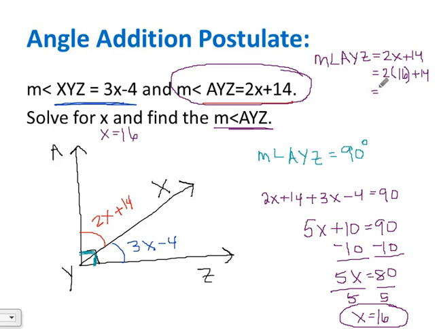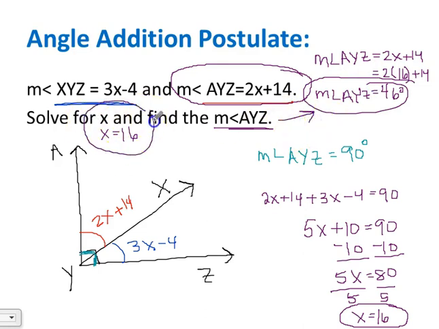So 2 times 16 equals 32, plus 14 is a grand total of 46 degrees. So the measurement of angle AYZ is 46 degrees. So we solved both parts of the problem. Make sure you do that. Make sure you're reading through questions to make sure you are answering all parts of the question. Don't just solve for x. Sometimes a question is going to go farther and ask you to find a segment length or angle measure based on that value of x that you just found.